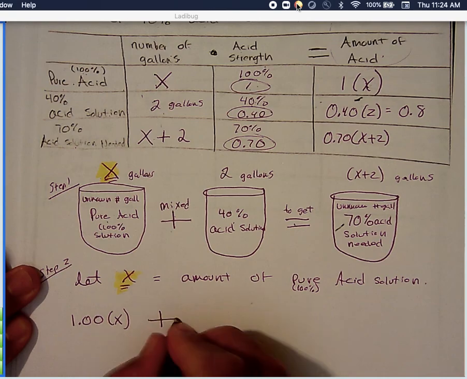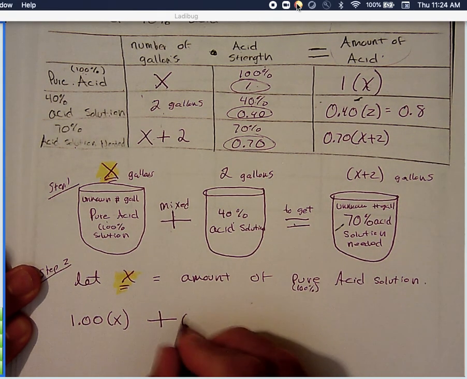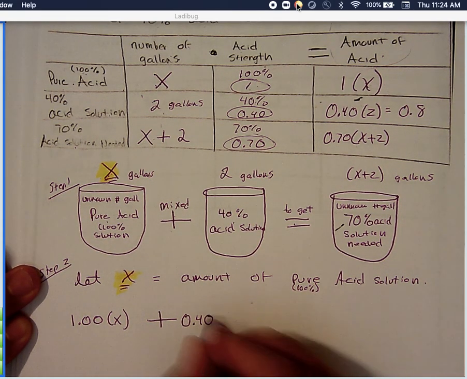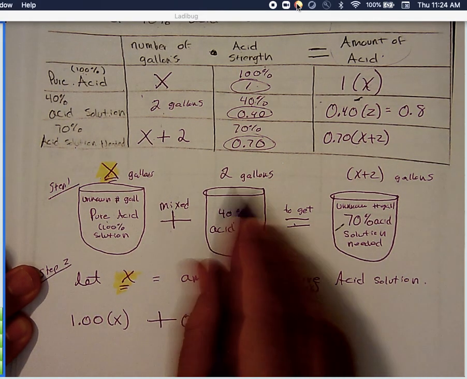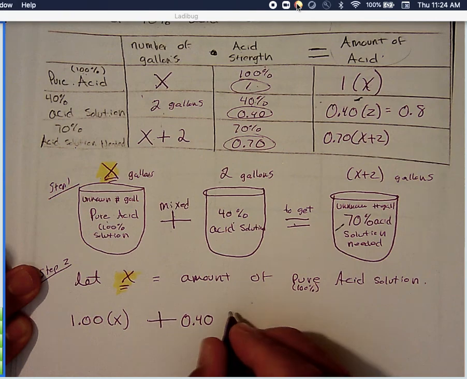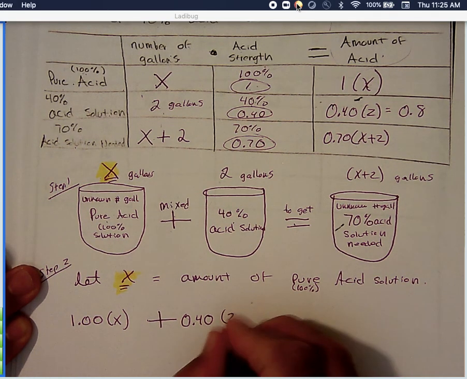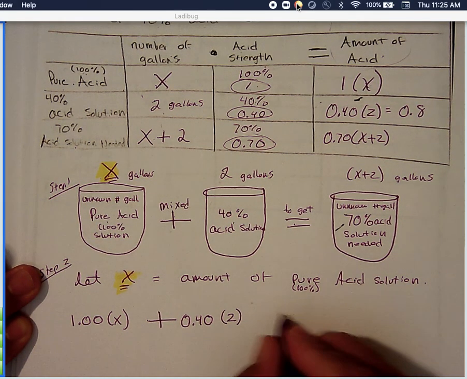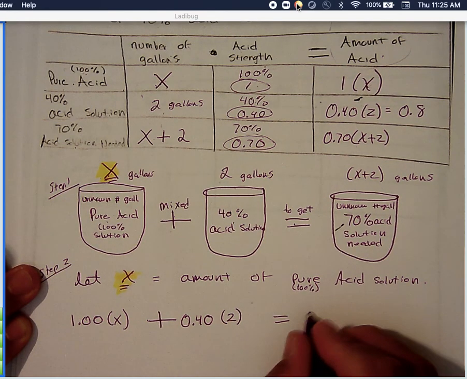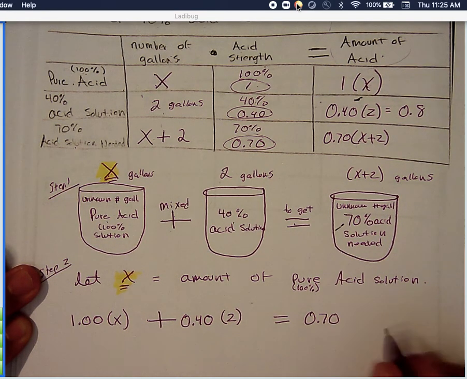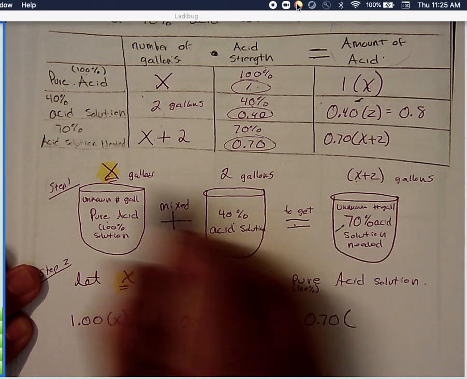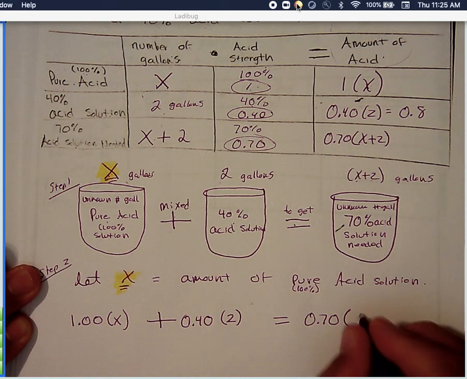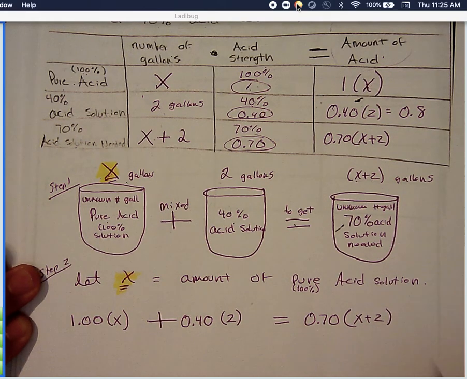plus the 0.40, 40%, of acid solution times how many gallons do we have here? We have 2 gallons, times 2, should equal the 0.70 times how many gallons? We have x plus 2 because we're adding these two, we're mixing them. Okay, that's what we get.